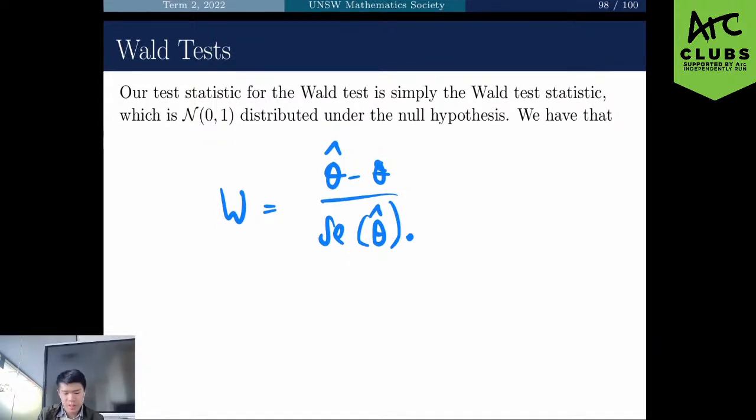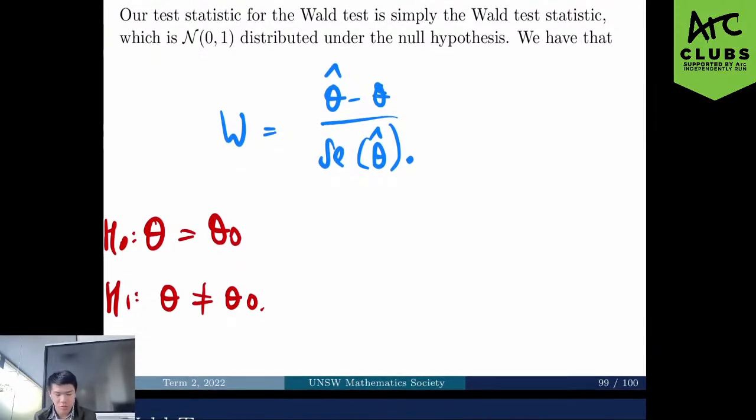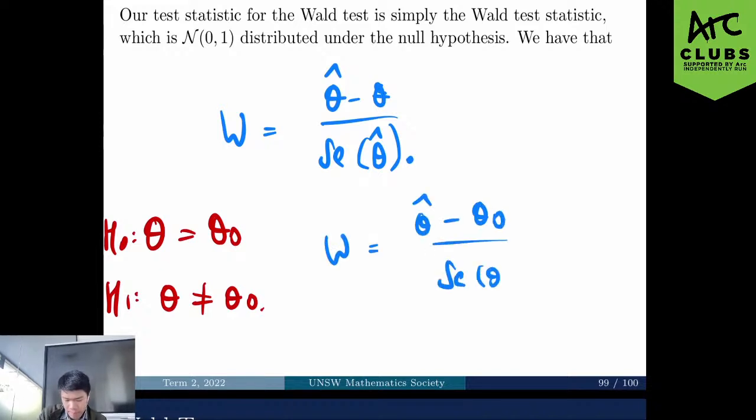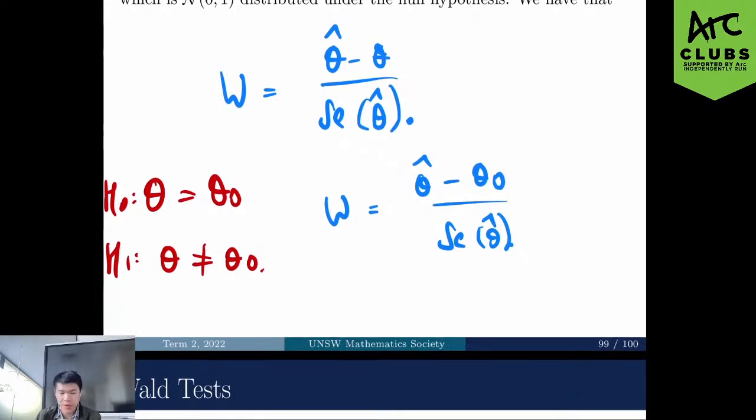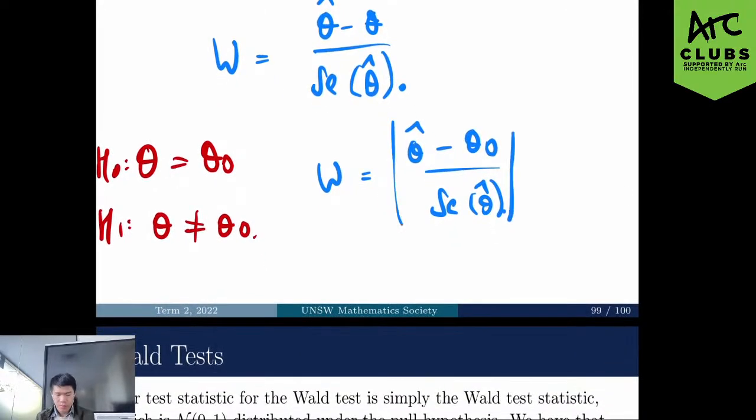And so let's say we do have a test where we want to test, for example, theta equals theta 0 against theta is not equal to theta 0. Well, then basically we'll reject, let's just take the Wald statistic, which is equal to theta hat minus theta 0 over the standard error. Well, if this thing is either really big or really negative, then we'll want to reject the null.